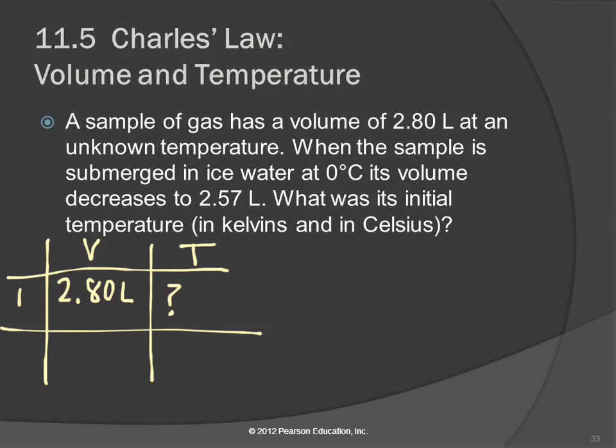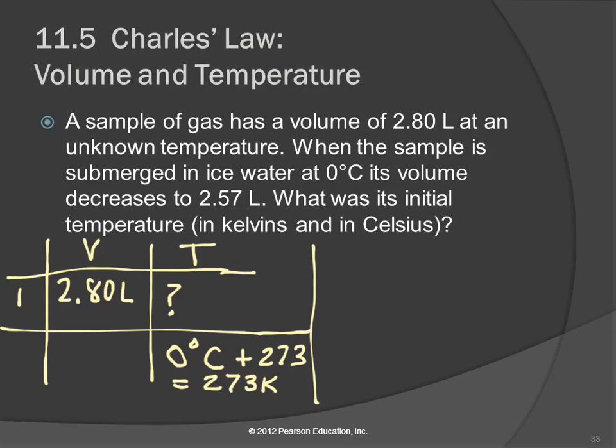So there's a temperature involved here, but we don't know what it is. When the sample is submerged in ice water at 0 degrees. So we had this gas, and now we're putting it in ice water. That's the next condition, 0 degrees Celsius. When you're filling out the table, say, oh, wait a minute, that has to be in Kelvin, and convert it right away. So 0 degrees Celsius plus 273 is going to equal 273 Kelvin.